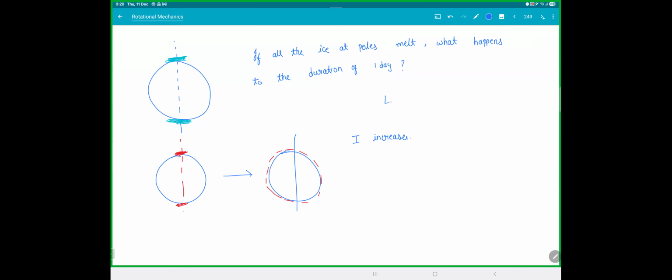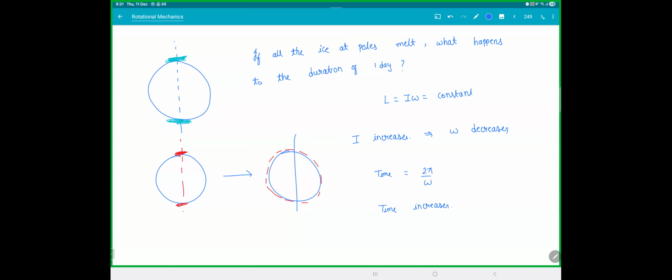I increases and L equals I omega is constant. Therefore, omega decreases. So Earth will actually rotate slower. And we know time period is 2 pi by omega, so it will take more time to complete one rotation. The time taken for one rotation is called 1 day. So time period will increase. Not much, but maybe a few seconds or something.